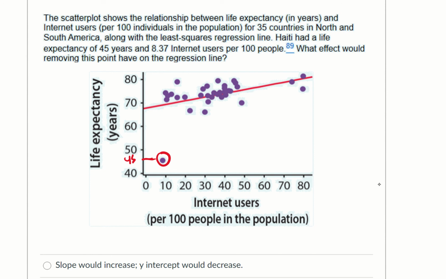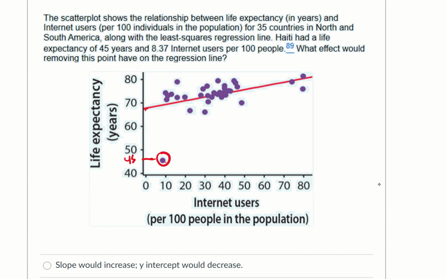Well, right now, you can think of this point as basically a tether. This point right here is sort of pulling this line down, right? Because in order to fit the data, the line has to try to get as close to that point as possible without messing up the other points, right? Of course. And so if I were to remove that point entirely, well, then this line has no reason to be shifted downward by that point, right?